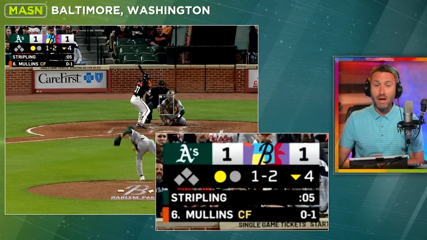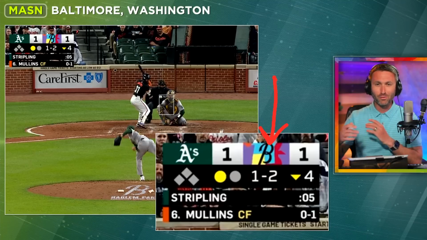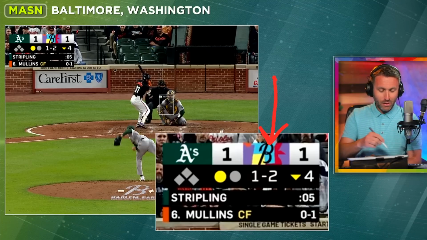All right, we'll move on to MASN, the Mid-Atlantic Sports Network. They carry the Baltimore Orioles and the Washington Nationals. And I'll have you note, this was a game where the Orioles were wearing their City Connects. That's why the B and the colorful logo is not the bird and the orange that you're expecting. This is an interesting one.